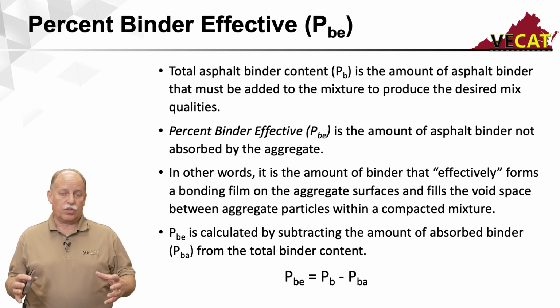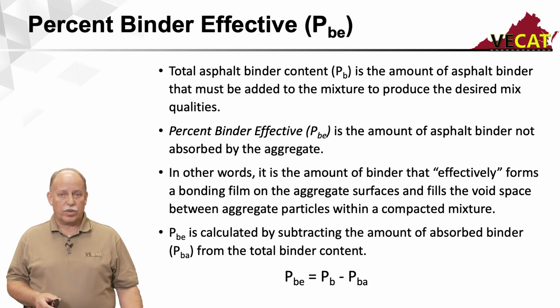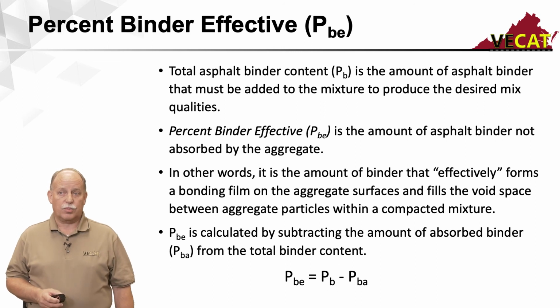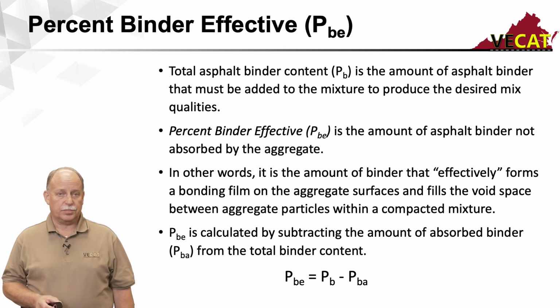So again, we want to try to be sure that we're taking into account that bonding film that's around our aggregate surfaces. It fills the void space between the aggregate particles within the compacted mixture. And it's calculated simply by subtracting the amount of absorbed binder from the total binder content. So that's P sub BE equals the total percent binder minus the binder absorbed.